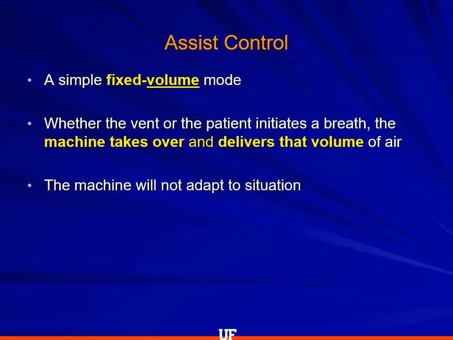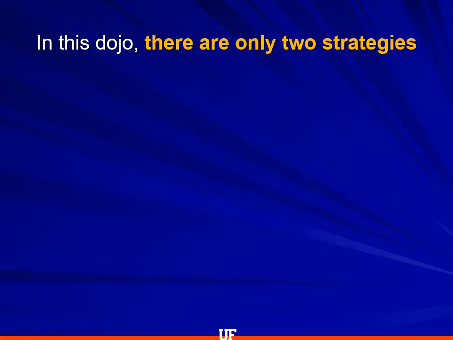So even if your patient has a tension pneumothorax or only half a lung, it's still going to give the same volume that you set. Now, while assist control will work as your mode for all your patients, once you set that mode, you need to decide your strategy. And there are only 2 strategies.